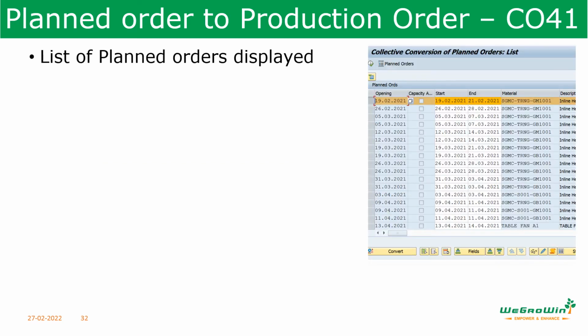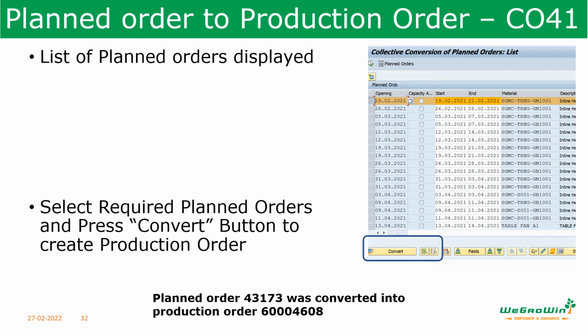So now you see the list of planned orders. Select the required planned orders and press the convert button. Right, there is a conversion button to create the production order. The selected planned orders will be converted into production orders.